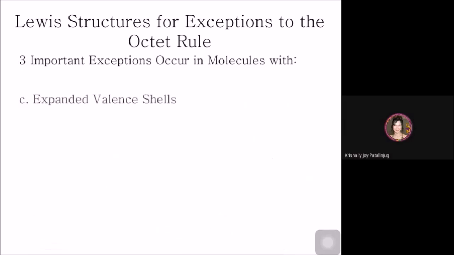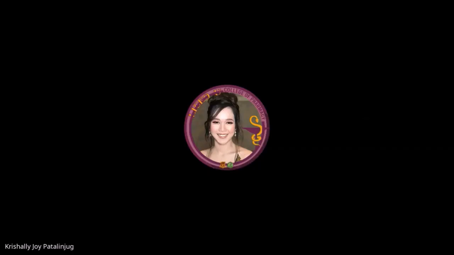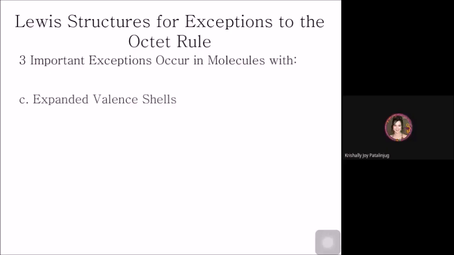The last exception to the octet rule in writing Lewis structures occurs in molecules with expanded valence shells. Basically, there are many molecules which have more than 8 electrons. This is actually the opposite of exception letter A: in letter A, it is electron-deficient, so lower than 8, while here it exceeds 8.